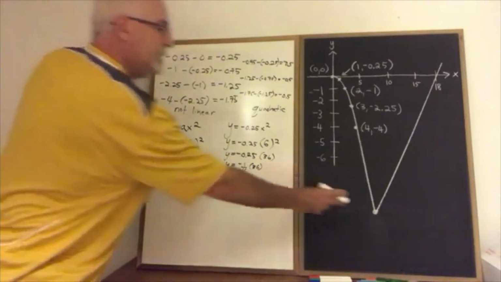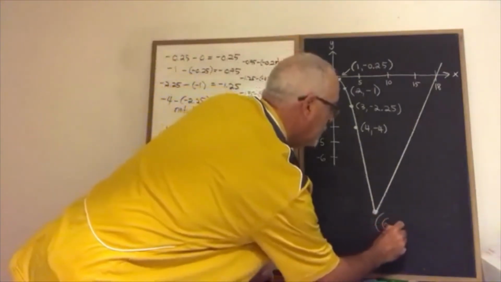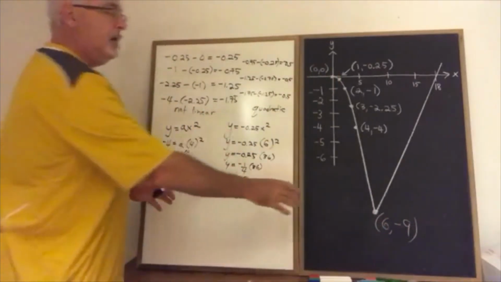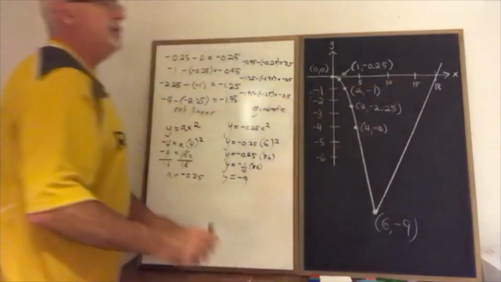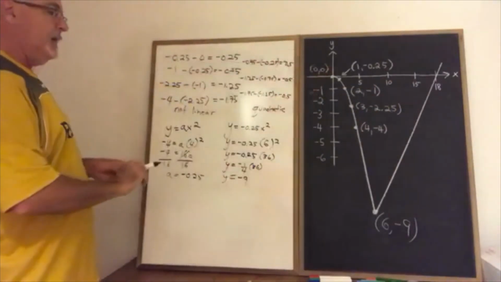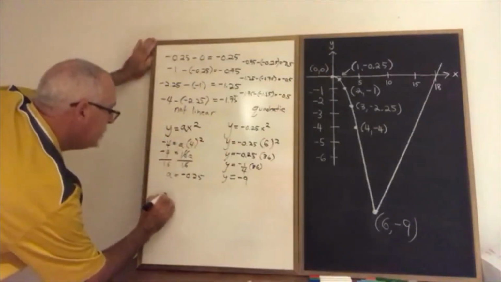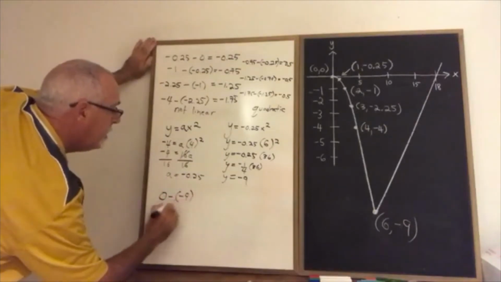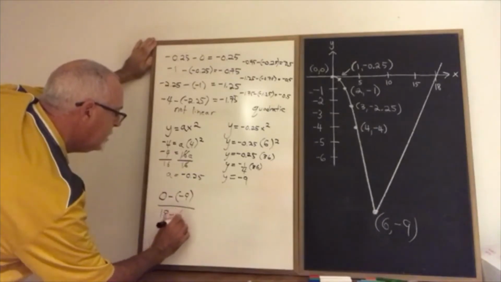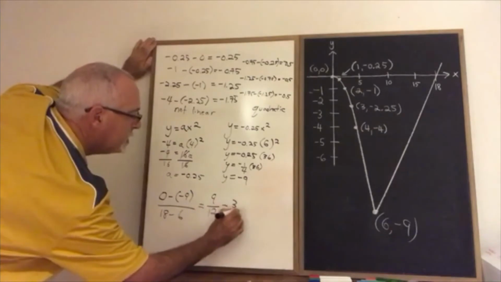So we have the point 6, negative 9 right here. I'm going to write it on the graph. That means we now know 2 points for this straight line: 6, negative 9, and 18, 0, because the 0 for that linear was given on the graph. So I'm going to do the slope formula next, using those 2 points. 0 minus negative 9 over 18 minus 6 is equal to positive 9 over 12, or 3/4.